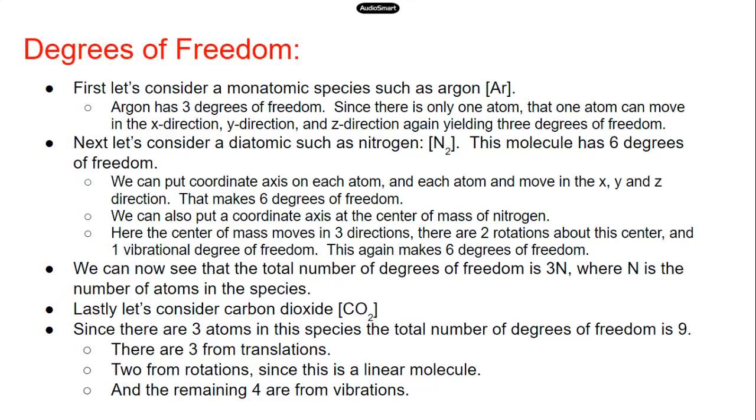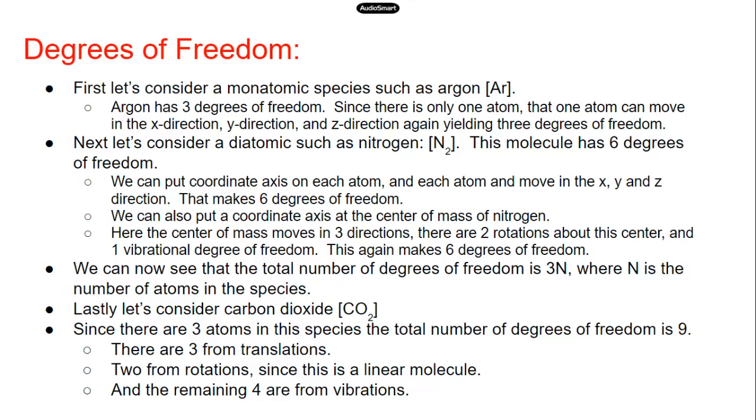Nitrogen, again, before we think about what we know about N2, let's just think about one N atom over here and one N atom over here. The first N atom can move x, y, z. The second N atom can move x, y, z. So 3 plus 3, 6. So nitrogen, N2, has 6 degrees of freedom. But let's think about that again. So now let's think about N2. We know it has 6 degrees of freedom. The first nitrogen can move x, y, z. The second nitrogen atom can move x, y, z. So 3 plus 3 is 6.